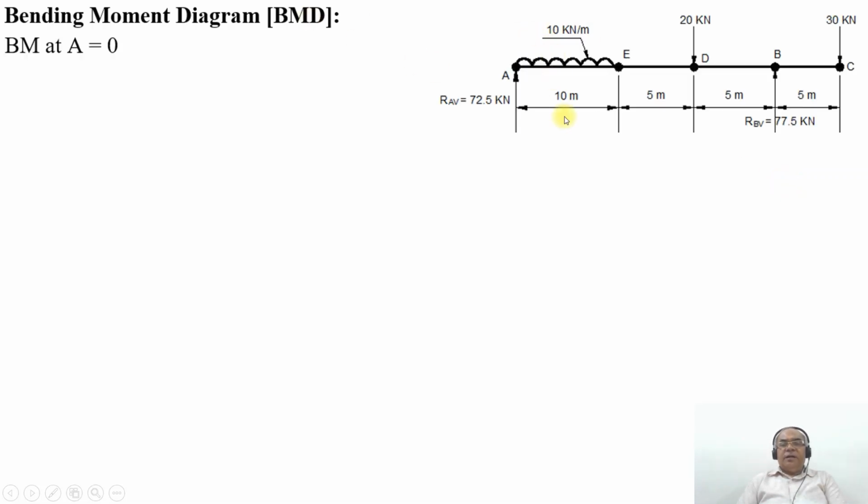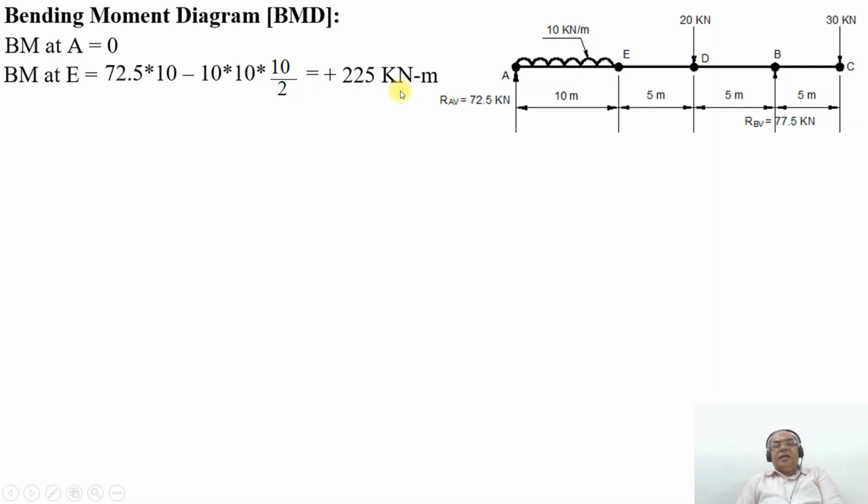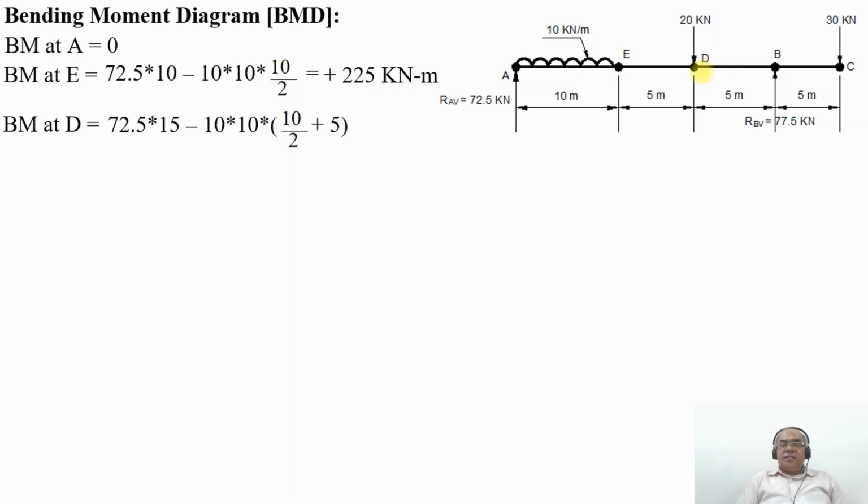Now we will go for the bending moment diagram. So BM at A will be equal to 0. BM at E will be equal to plus 72.5 into 10 minus 10 into 10 into 10 by 2. So on simplification, you will get plus 225 kilonewton meter. BM at D will be equal to plus 72.5 into 15 minus 10 into 10 by 2 plus 5. That will be equal to plus 87.5 kilonewton meter.